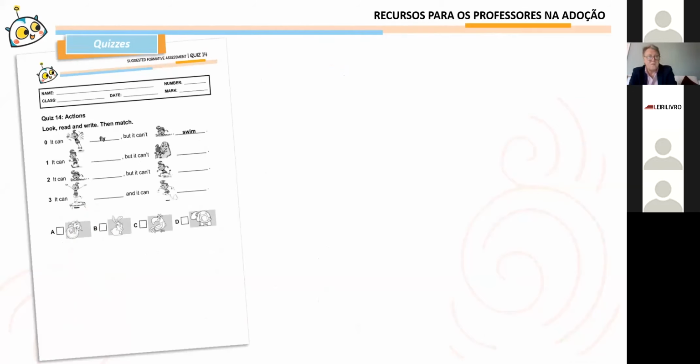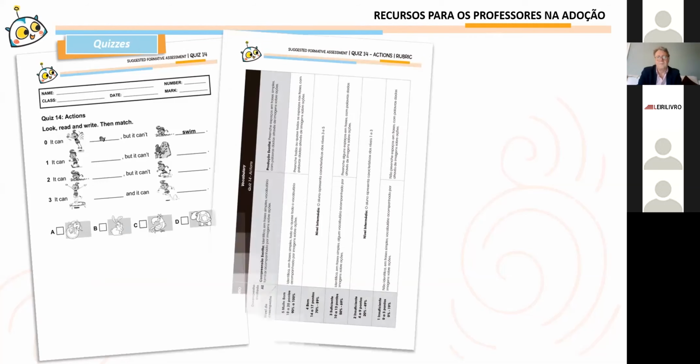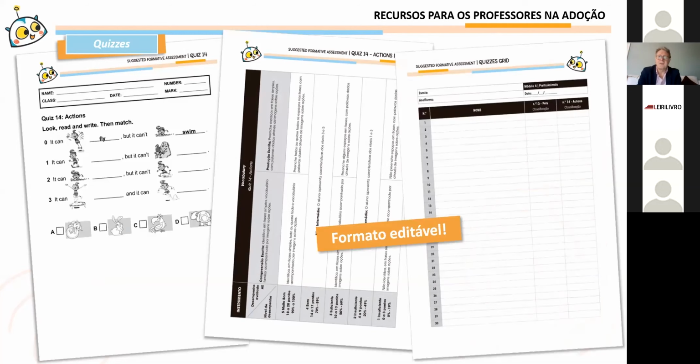You've got quizzes that we provide for every type of section of the book. So for the end of every module, every term, every double page spread, you've got quizzes, and these are all stored in the Sala Digital. Okay. And you have the rubrics grids, as I've said, and you've got places to record the performance, the results of the children. So everything is laid out for you.